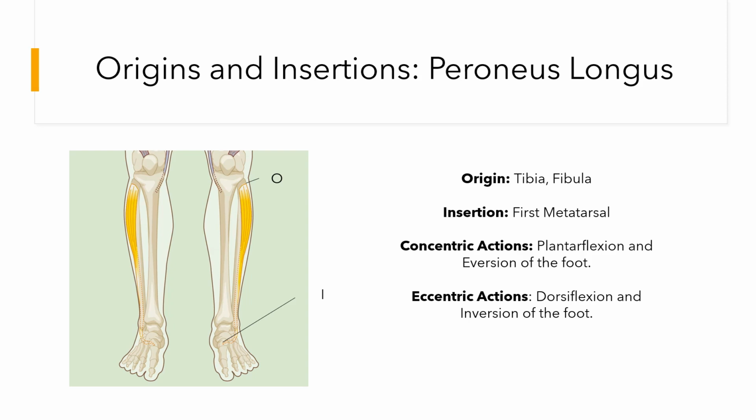The concentric actions of the peroneus longus are plantar flexion and eversion of the foot. Eccentrically, you're going to get dorsiflexion and inversion of the foot.